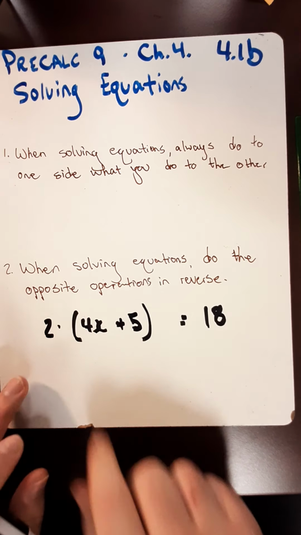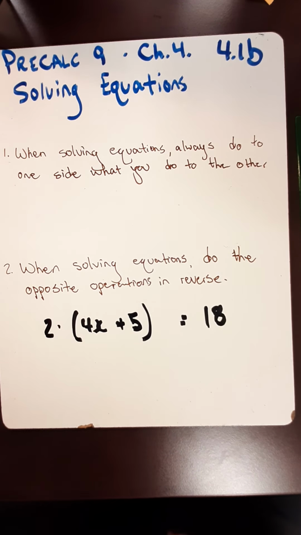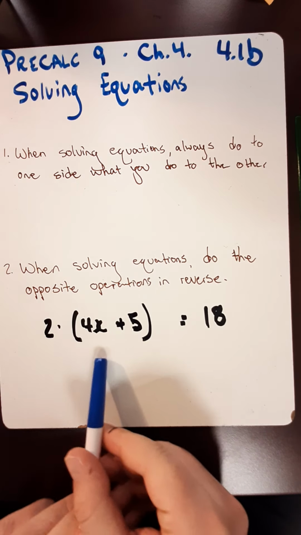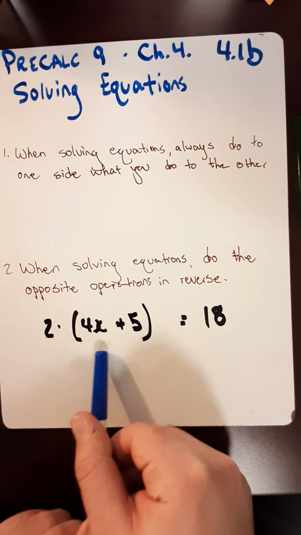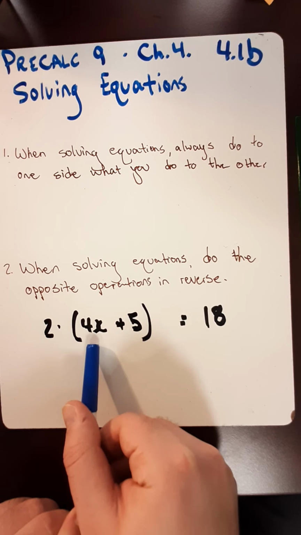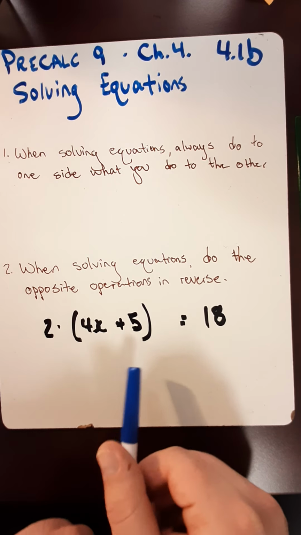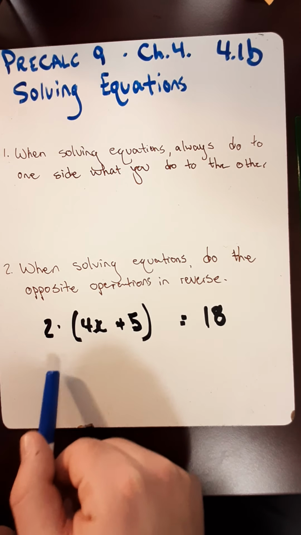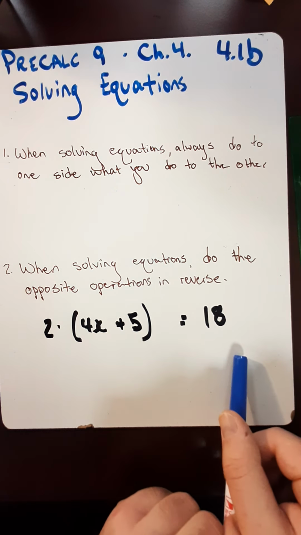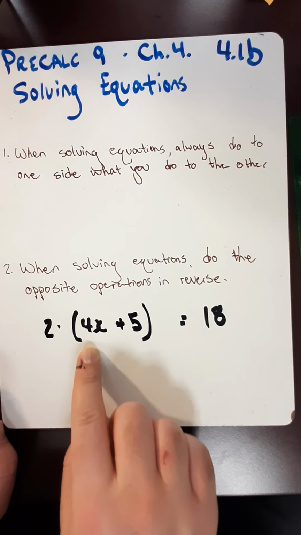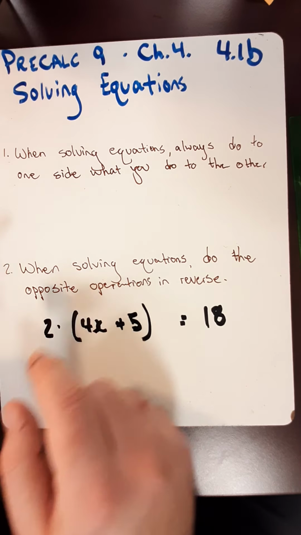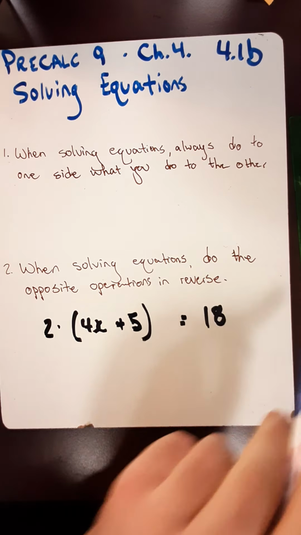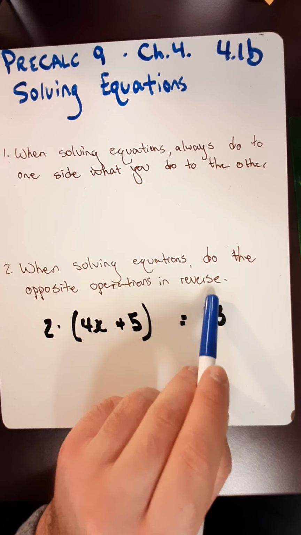So here's a sample problem. 2 times (4x plus 5) equals 18. If we're trying to solve for x, we can think about what are the operations that are being done to x. So x is being multiplied by 4, and then 5 is added, and then we're multiplying by 2, and that gets us 18. So the operations are multiplying by 4, adding 5, multiplying by 2. And so if we follow this principle, do the opposite operations in reverse.